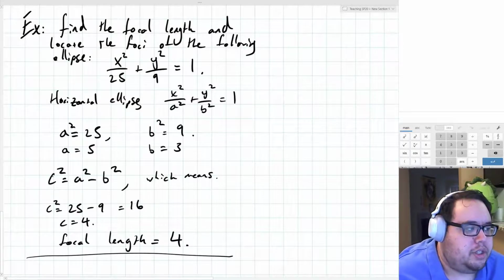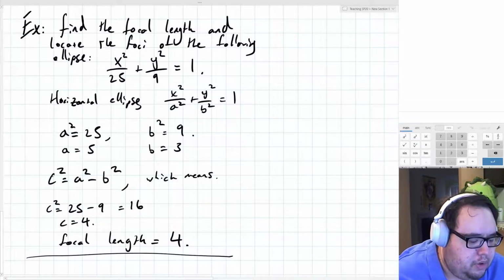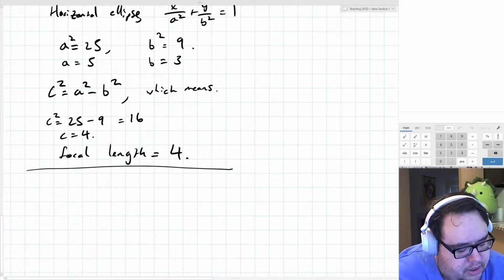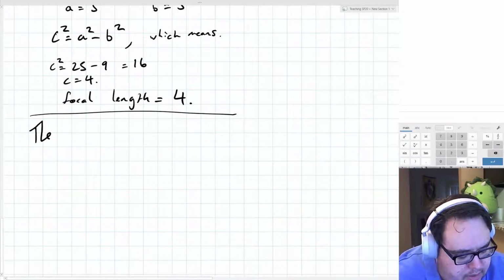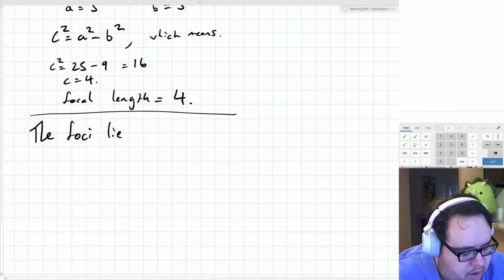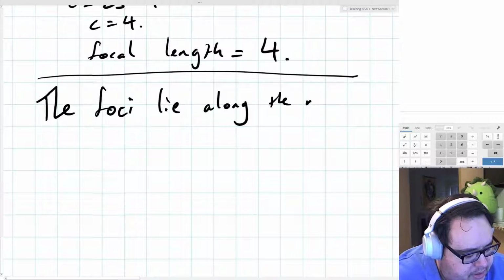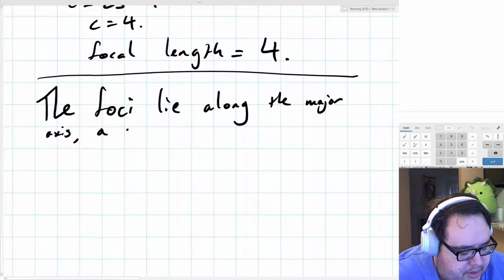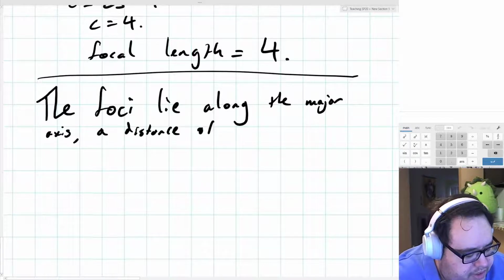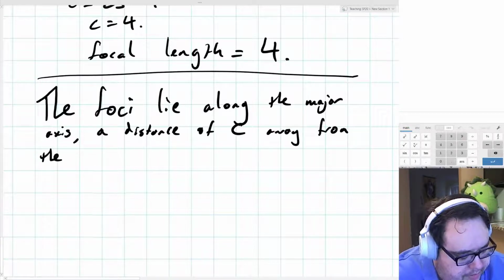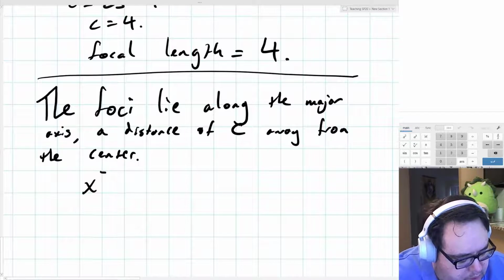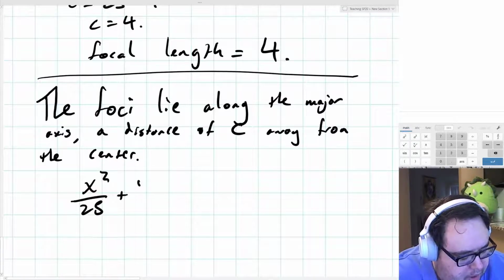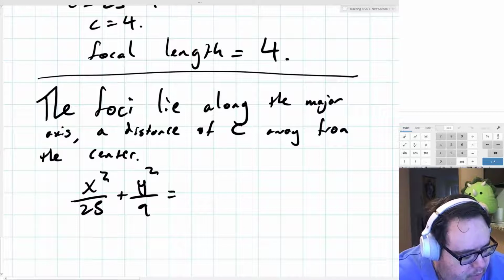Okay, so there's one more question that we have to answer here, which is, so we found the focal length, but we also need to locate the foci. So the foci lie along the major axis, a distance of c away from the center. So our ellipse was x squared over 25 plus y squared over 9 is equal to 1.